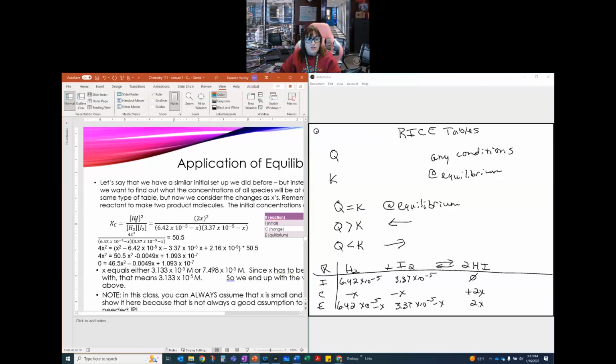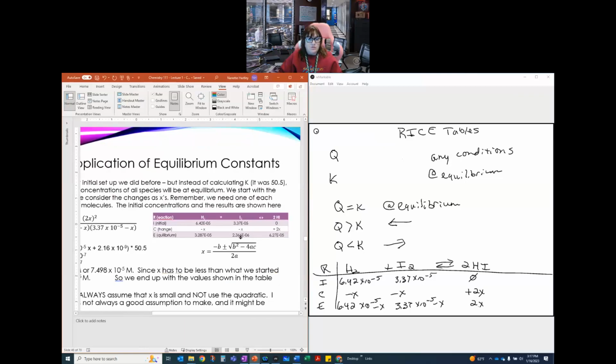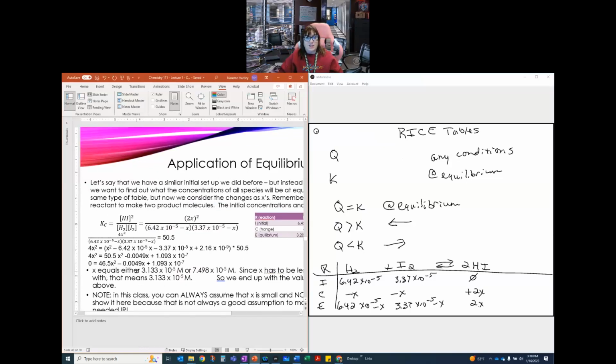Now, in order to do that math, we have to multiply these two together and then multiply that over there, and we end up with something that has an x squared and an x in it. So we have to use the quadratic equation to be able to do that. But do we always have to do this? And here's the thing. Here we do, because of the value that we eventually find for x. Where's my value of x? Oh, so x equals, in this case, either 3.33 times 10 to the minus fifth or 7.49 times 10 to the minus fifth.